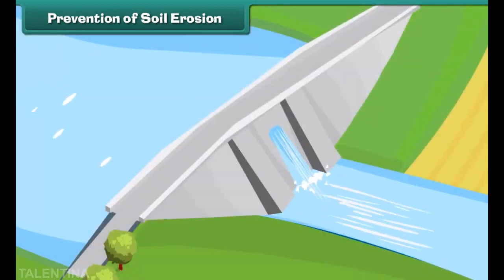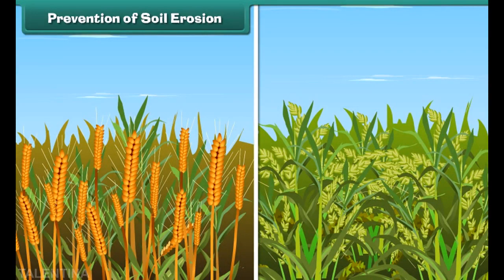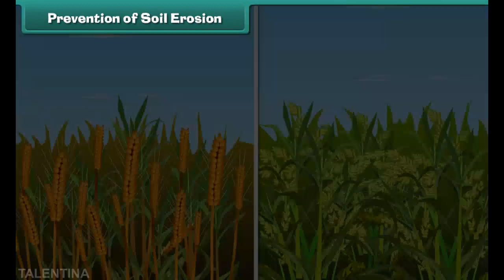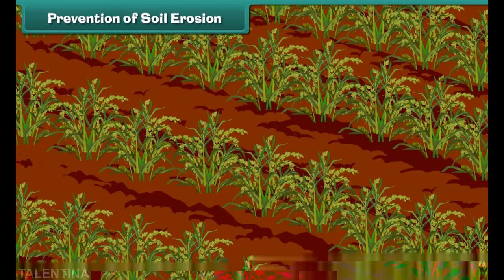Some modern techniques of farming need to be practiced. For example, different types of crops should be grown at different times on the same land. Different types of crops should be grown in alternate rows on the same land. These practices control the loss of soil and increase the fertility of soil. Remember, friends, soil is a precious natural resource, and it is our duty to conserve it for keeping the environment healthy.